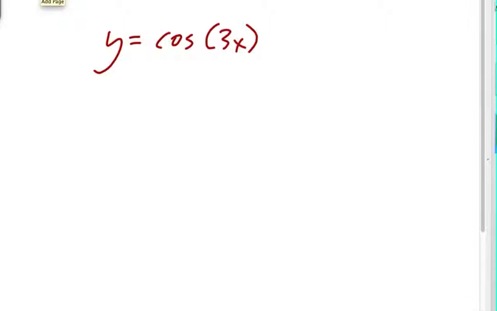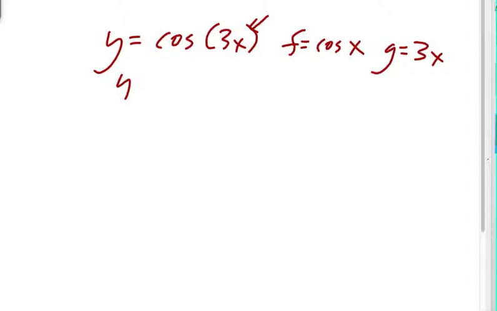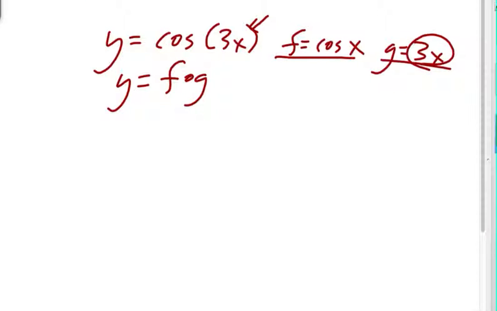And you remember we went back through this, so I would have f be cosine of x, g would be 3x. So what I've got here now, y is going to be f of g of these two things right here. Okay? And you take the derivative of this, and then you're taking the derivative of this thing on the outside.